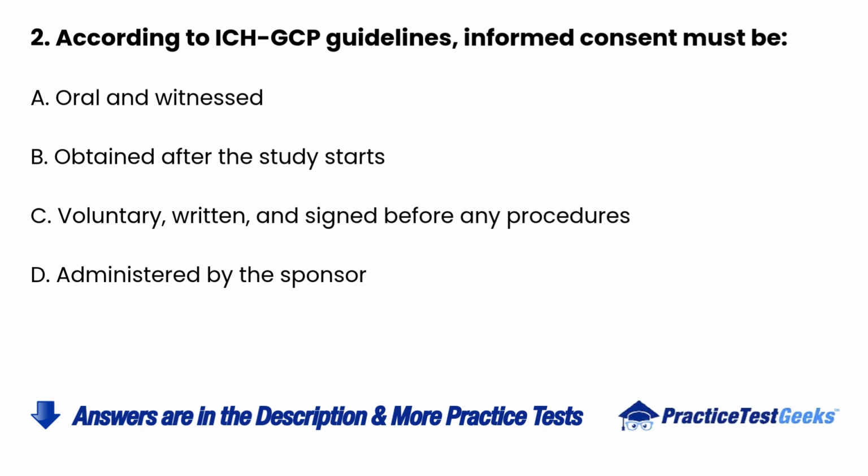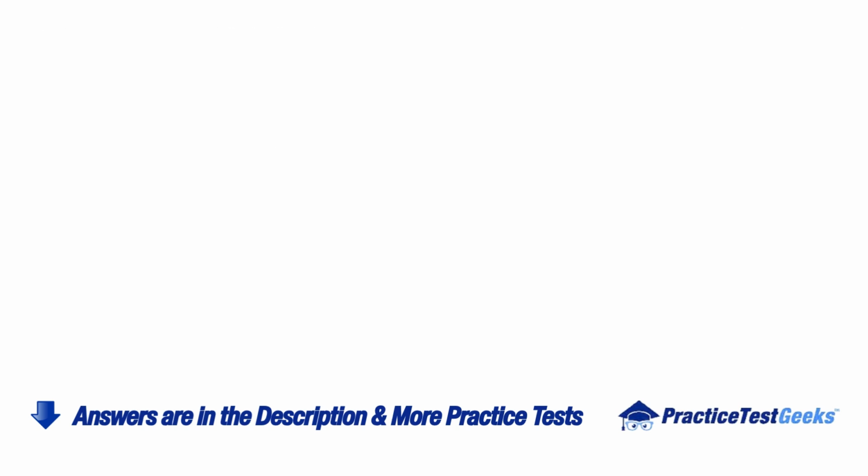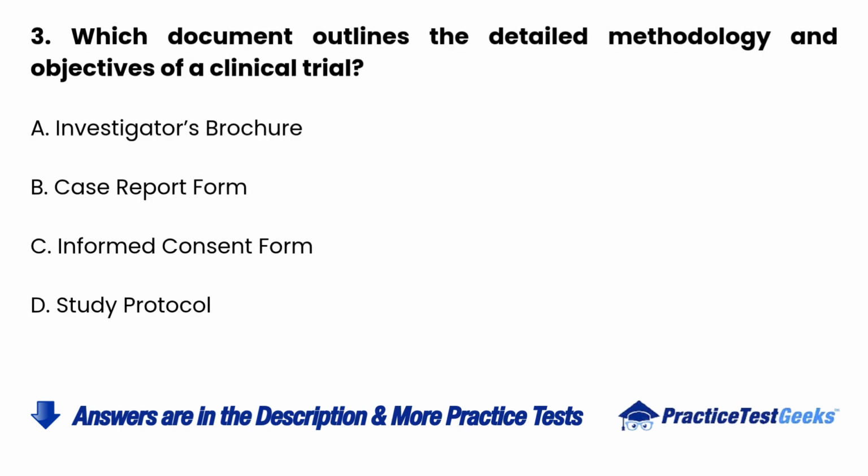Oral and witnessed. B. Obtained after the study starts. C. Voluntary, written, and signed before any procedures. D. Administered by the sponsor. 3. Which document outlines the detailed methodology and objectives of a clinical trial?